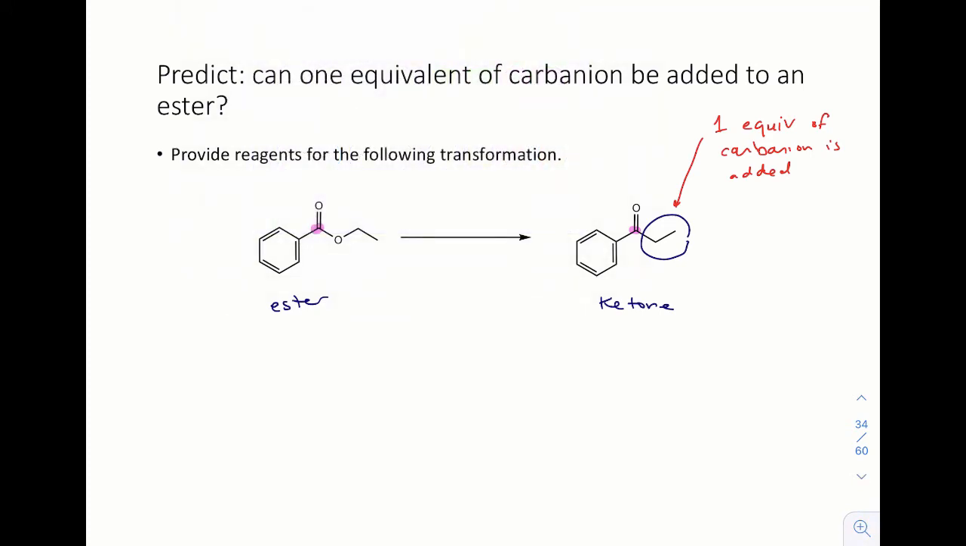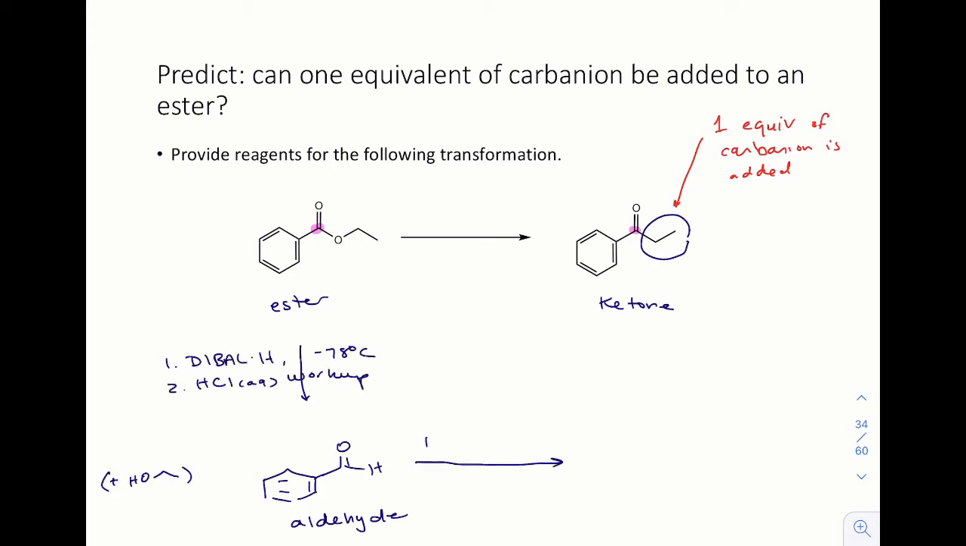Well, although 2 equivalents of carbanion add to esters, only 1 equivalent of a carbanion can add to an aldehyde because it does not have a leaving group. So what if we converted the ester to an aldehyde? Then treat the aldehyde with the desired Grignard. It's a 2-carbon carbanion there. A 2-carbon Grignard is required, followed by acidic aqueous workup.